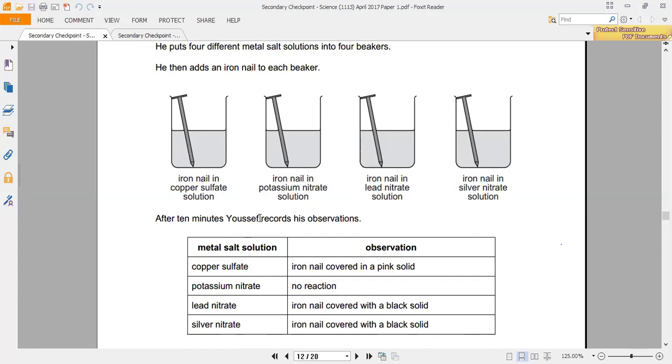After 10 minutes, Yusuf records his observations. Here, the metal salt solution and the observation. With the first salt solution, the copper sulfate, iron nail covered in a pink solid. Okay. Now, with the potassium nitrate, the observation is no reaction at all. Lead nitrate, the observation, iron nail covered with a black solid. Silver nitrate, the observation, iron nail covered with a black solid.